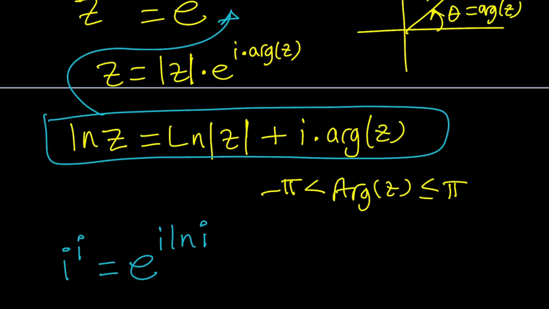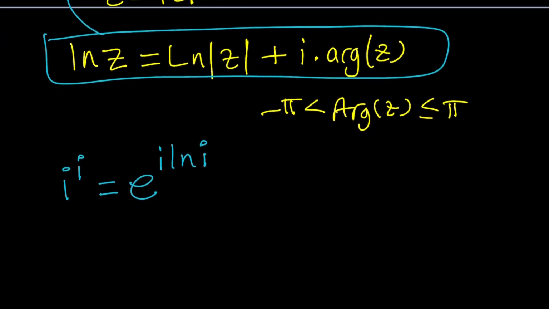And guess what? That is multi-valued. Why? Because the argument of z takes infinitely many values, which we'll see in a little bit. The principal value is unique, but generally the argument is incremented with 2 pi multiples, or n times 2 pi. So let's see how this goes.